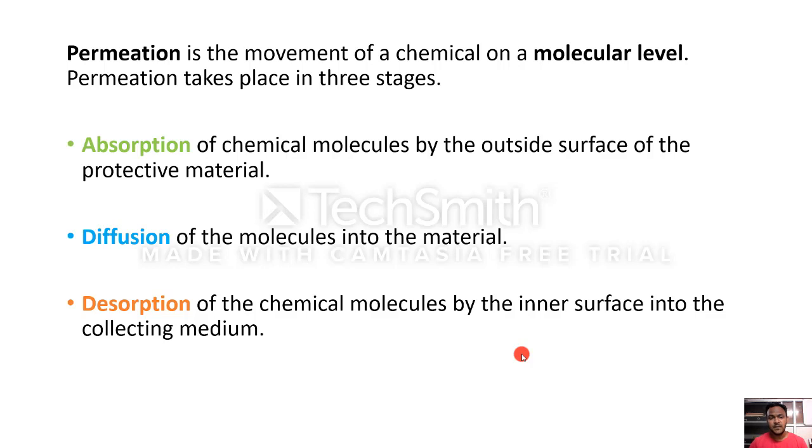Second is the permeation. Permeation is the movement of a chemical on a molecular level. Permeation takes place in three stages: absorption, diffusion and desorption. In the ideal situation it follows Fick's law of diffusion, meaning the chemical molecules are absorbed by the outside surface of the protective material, that is the garment. Then the chemicals will diffuse into the material. Then there is desorption of the chemical molecules by the inner surface into the collecting medium. So this is a very important mechanism, which is the permeation, which happens at the molecular level.